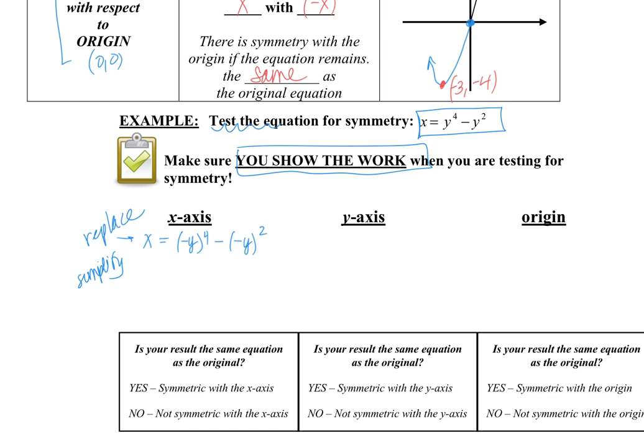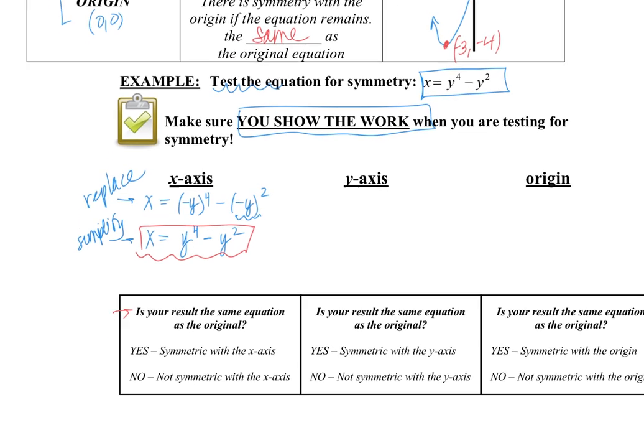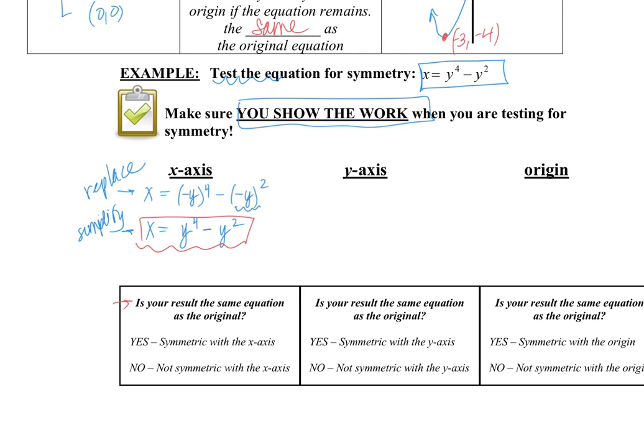I need to say, well, what would I get here? So the x stays x, but when I take a negative value to an even power, that stays positive. So negative y to the fourth is really y to the fourth. And the same thing is true here. So negative y squared is just y squared. And therefore, when I look at this, this is my simplified version. So the question is, is the result the same as my original equation? Is it?